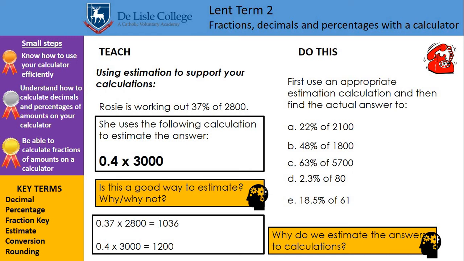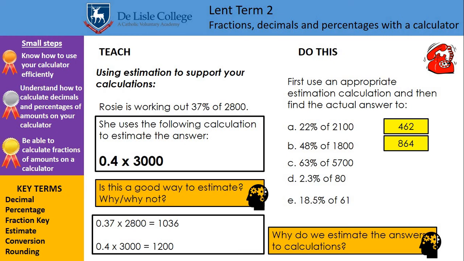In the first one, in A, we had 22% of 2,100. So an appropriate estimation here might have been to say, I want 20% of 2,000. That would give you an answer of, say, 400. And when we work out the actual answer, we get 462. So it's pretty close. In B, we might have rounded 48% to 50% and done 0.5 times 2,000, which would give you an answer of 1,000. And again, the answer here is 864, and because we've rounded both answers up, you can understand why.